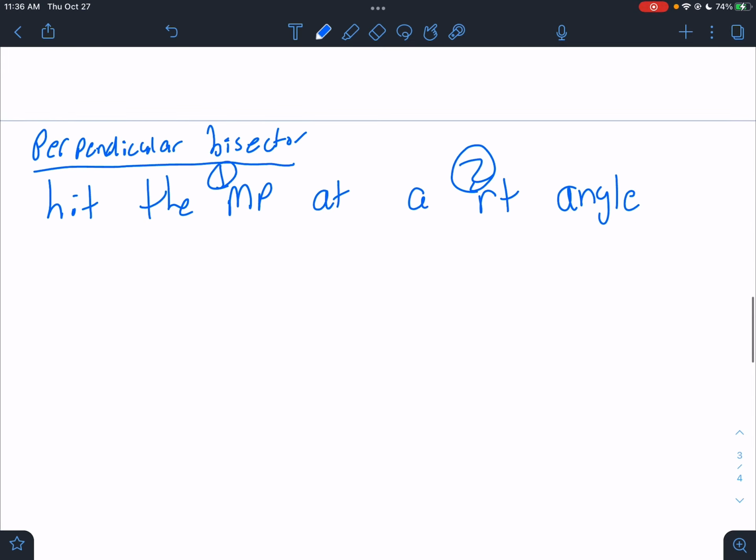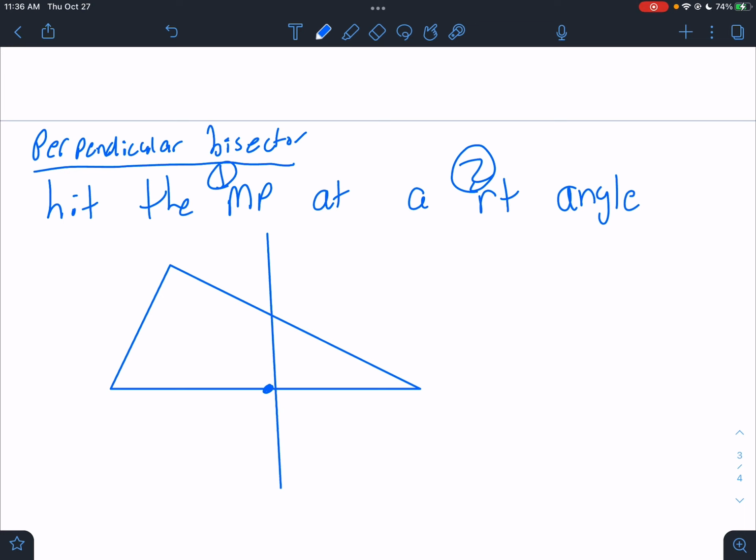Well, a perpendicular bisector must hit the midpoint at a right angle. So if I'm drawing a perpendicular bisector, I'm finding the midpoint, and I'm hitting it at a right angle. That's a perpendicular bisector. Does it have to go through the vertex? No. Do you think it can go through the vertex? And the answer is yes.